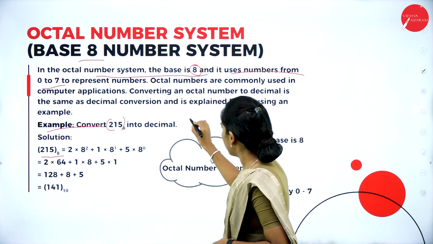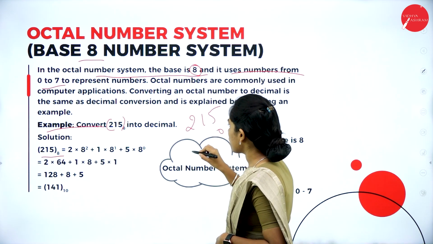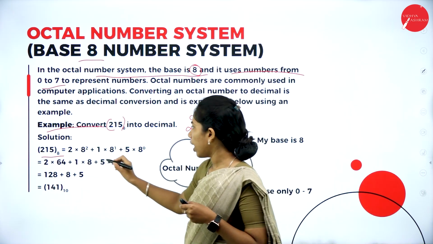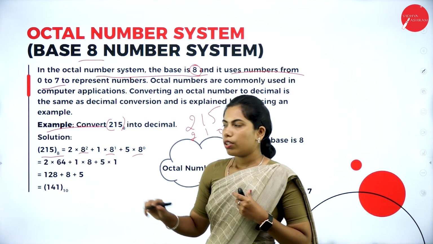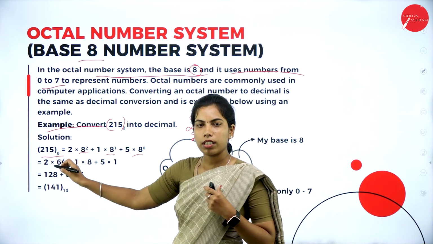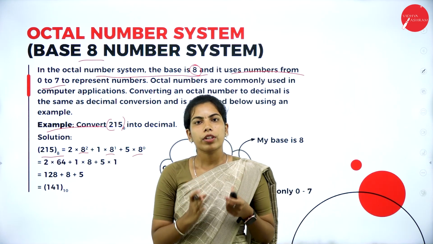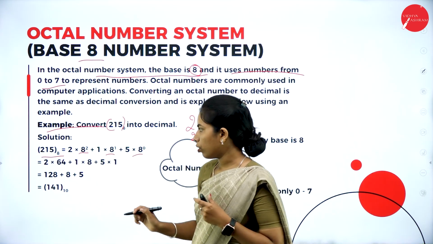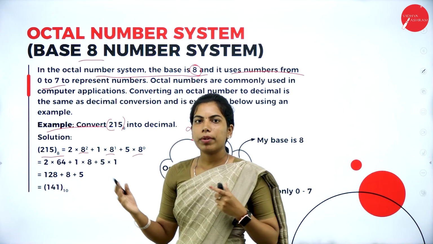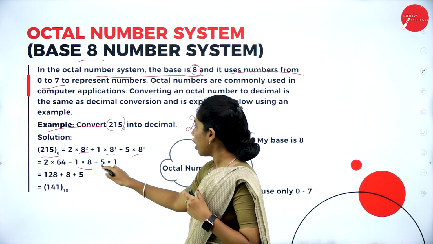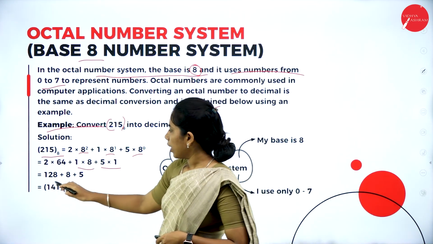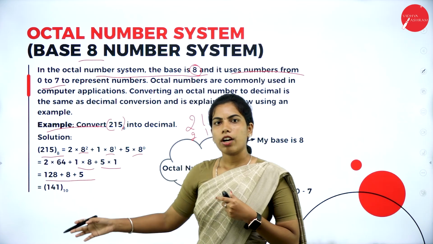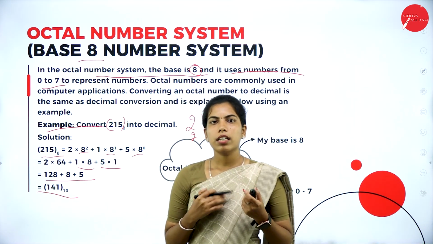I already told you about the 0th, 1st and 2nd positions. The number belongs to the octal system, so I use 8 here. Got it? That's why it all belongs to the positional number system. So 2 into 8 power 2, 1 into 8 power 1, 5 into 8 power 0. When I combine all this, 8 squared is 64, so 2 into 64, 1 into 8 and 5 into 1. Combining these, 128 plus 8 plus 5, I got the result 141 as the decimal value.